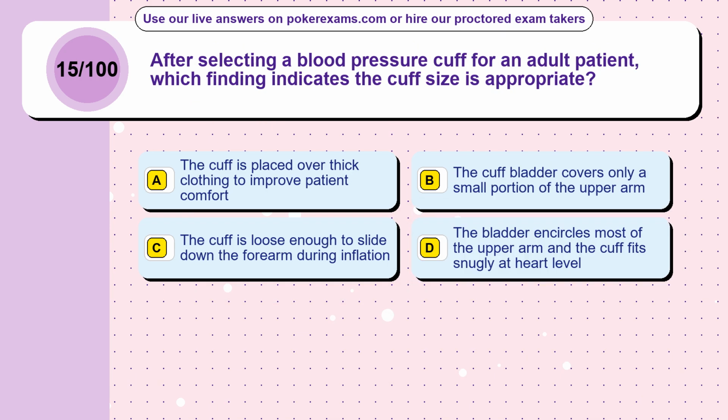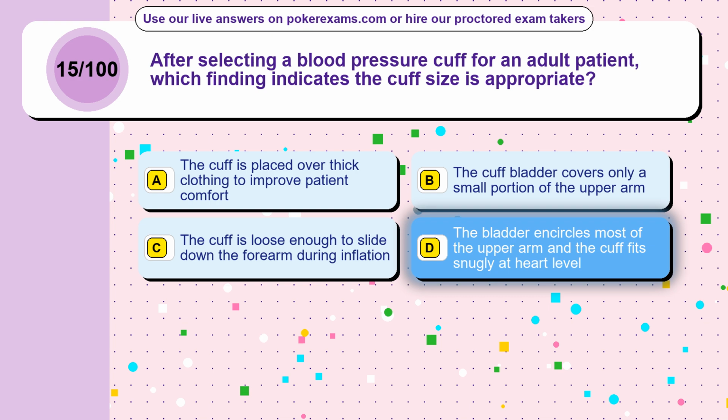Question 15. After selecting a blood pressure cuff for an adult patient, which finding indicates the cuff size is appropriate? Option A. The cuff is placed over thick clothing to improve patient comfort. Option B. The cuff bladder covers only a small portion of the upper arm. Option C. The cuff is loose enough to slide down the forearm during inflation. Option D. The bladder encircles most of the upper arm and the cuff fits snugly at heart level.